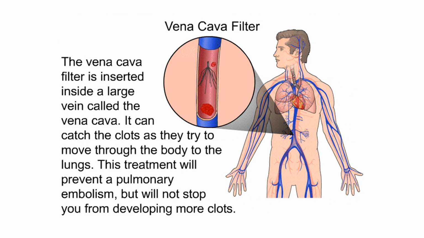The vena cava filter is inserted inside a large vein called the vena cava. It can catch the clots as they try to move through the body to the lungs. This treatment will prevent a pulmonary embolism but will not stop you from developing more clots.